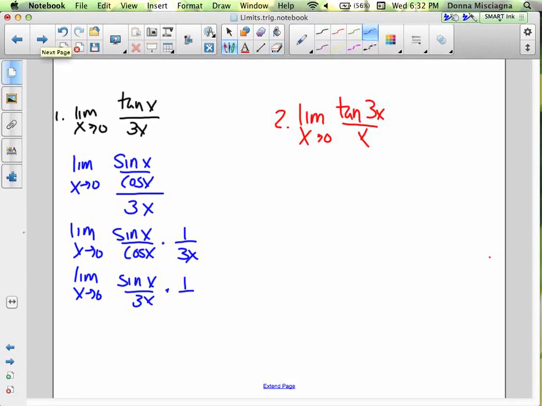But we have a problem. Our x's don't match, right? We have a 3x in the denominator, and that's sine x. You can't do anything to sine, but you could do something to the 3x. So we have the limit as x approaches 0 of sine x over 3x times 1/3. Now that's going to make that be an x. But you can't just go willy-nilly multiplying by 1/3. So if we multiply by 1/3 in the denominator, I have to multiply by 1/3 in the numerator.